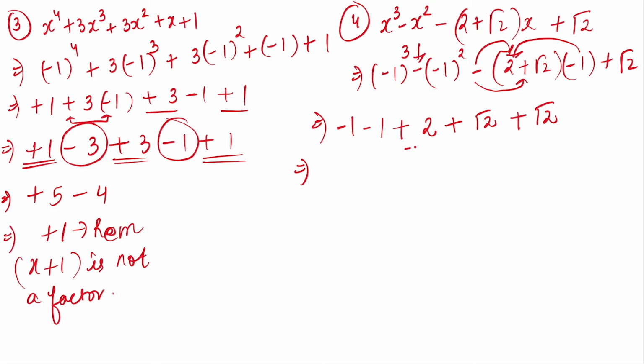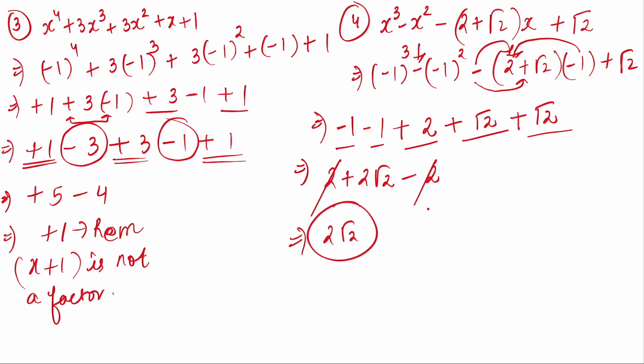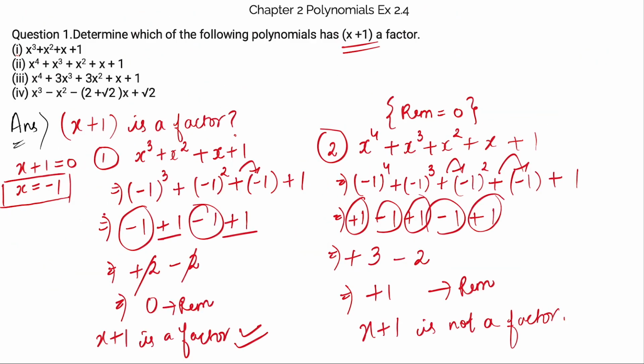So now we have positive 2 and two times positive root 2. By this we will get 2 plus 2 root 2, and by these minus and minus, we get minus 2. The minus 2 and plus 2 will get cancelled, and we will be left with 2 root 2, which again we can clearly see is not 0. Again x plus 1 is not a factor of this polynomial. So for all the parts except the first part, x plus 1 is not a factor.